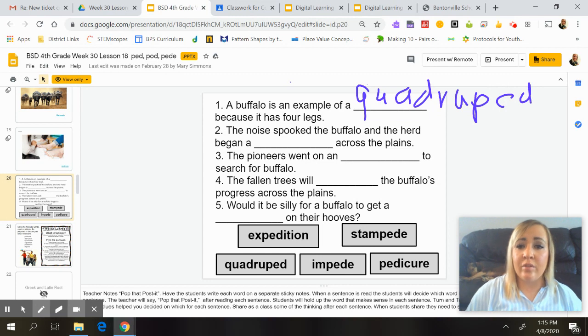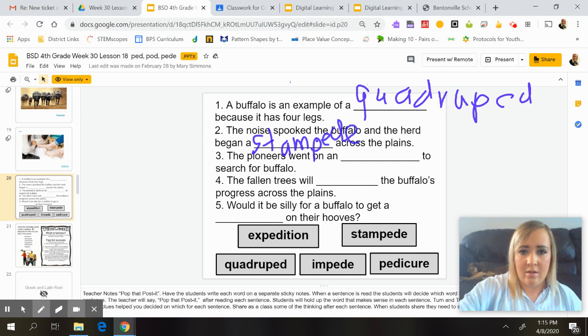The noise spooked the buffalo, and the herd began a blank across the plains. So that's when they are stampeding. My handwriting is really bad, guys. I'm sorry.